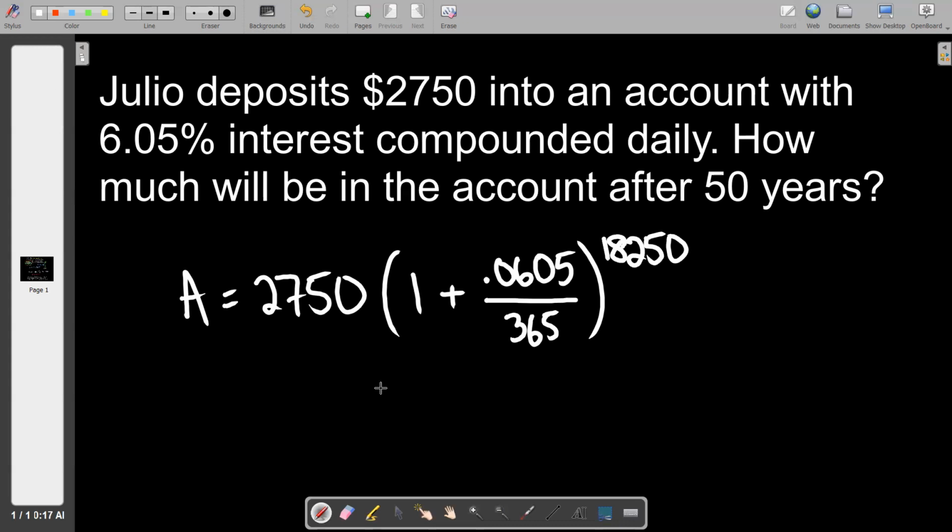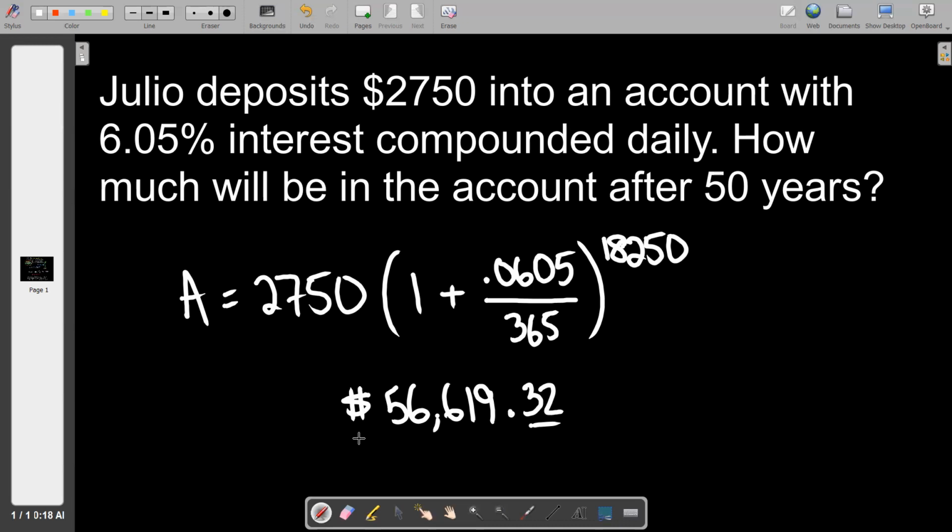You should have all gotten $56,619.32. I have a feeling that you probably forgot to move your decimal all the way over, Brandon. Maybe that's why. I have 0.0605, divided by 365? Yep. And then you closed your parentheses? Oh, it's because I didn't do the little extra.